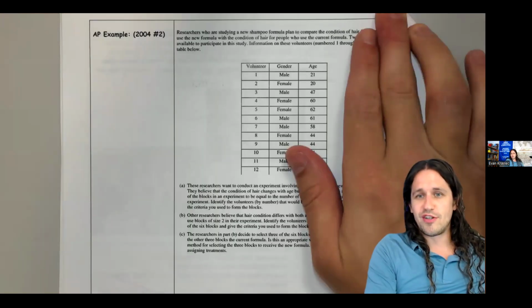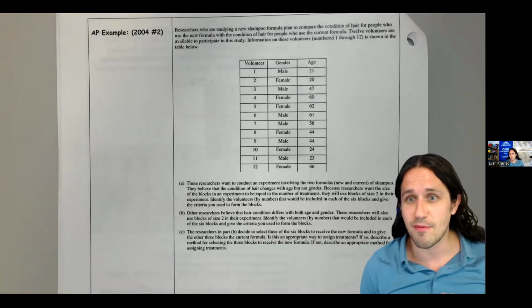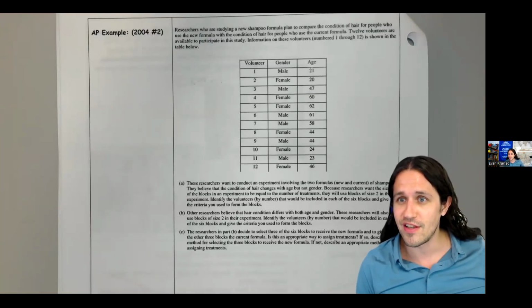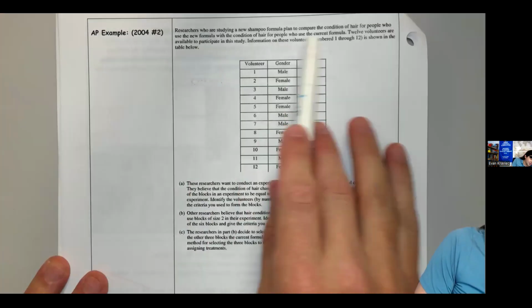And then we have one more question. It's about matched pairs design. Let's take a moment to consider. Researchers are studying a new shampoo formula to compare the current condition of hair for people who use the new formula with the condition of hair of people who use the current formula.